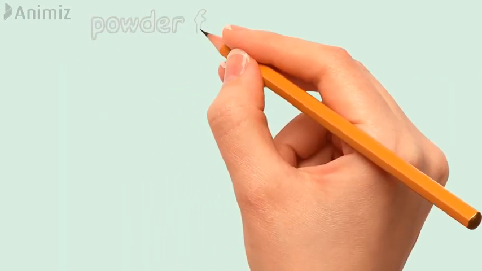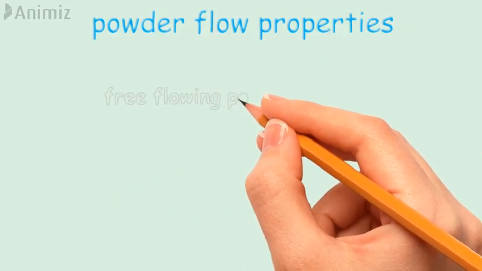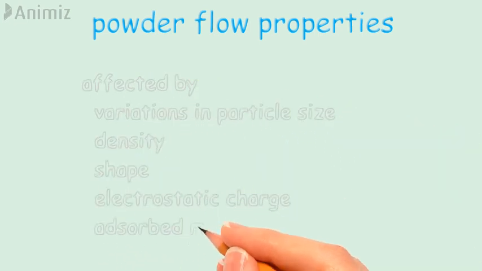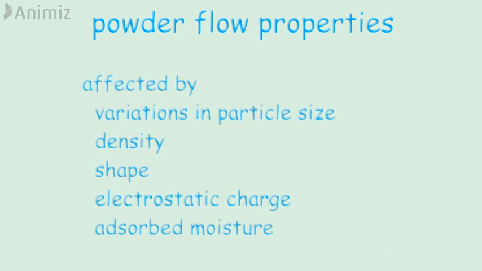Then we can discuss powder flow properties. Pharmaceutical powders are classified as free-flowing or cohesive powders. Many of the flow properties are significantly affected by variations in particle size, density, shape, electrostatic charge, and adsorbed moisture, which may arise from processing or formulation. Thus, a free-flowing drug candidate may become cohesive during development and demand a completely new formulation strategy.